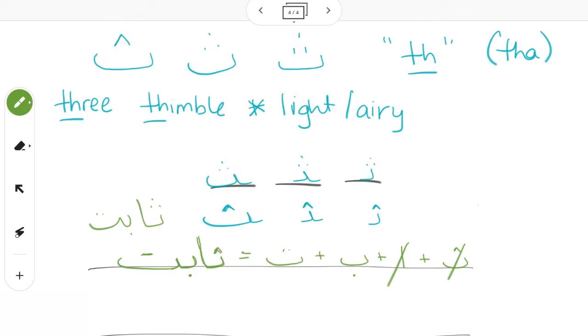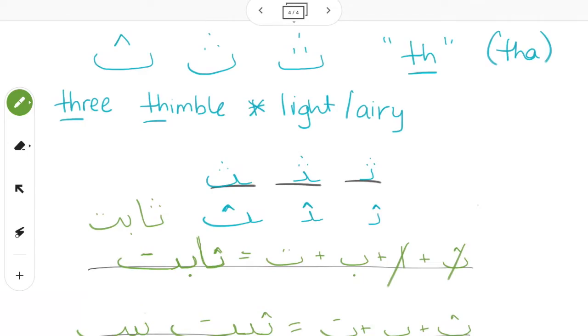Let's do thabt. Thabt. Thabta. Sound it out. You hear tha. Thab. Thabt. Ba followed by thabt, ta. So connect those together. Tha, initial, ba, medial, ta, final.